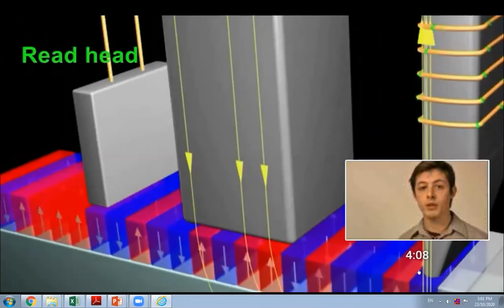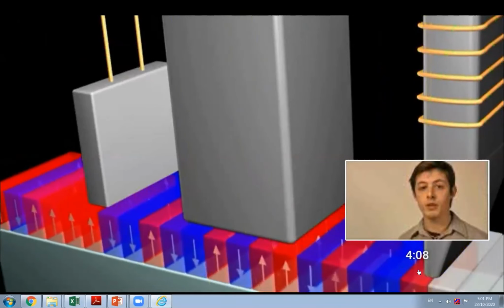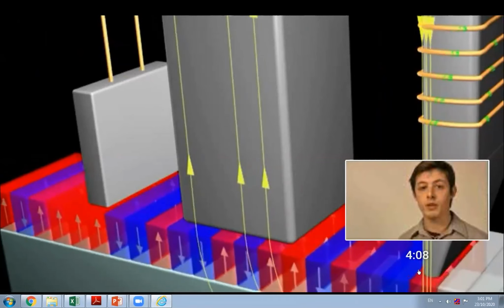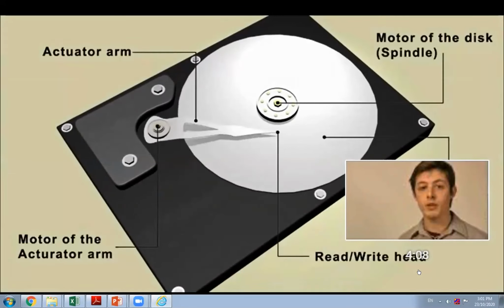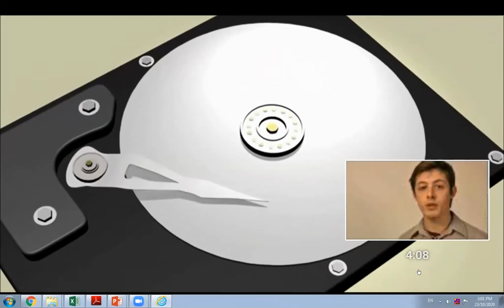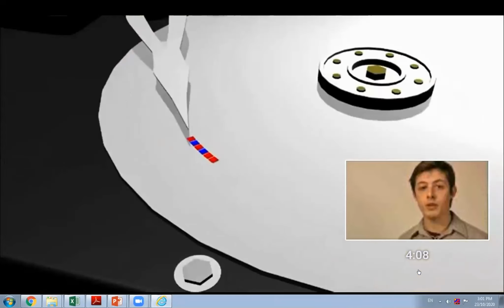Once written, the bits can be read by the read head, which senses the direction of the magnetic field as it goes over a written bit. A hard drive as a whole looks like this. Both the read head and write head are at the tip of the actuator arm. The motor of the disk and the motor of the actuator arm work collaboratively to align a desired bit with the read head or the write head at any given time to read it or write it.